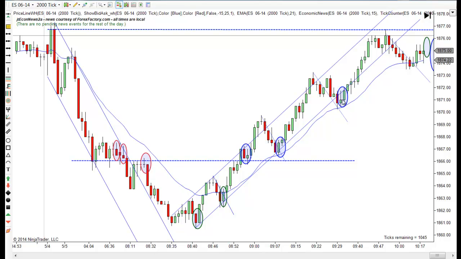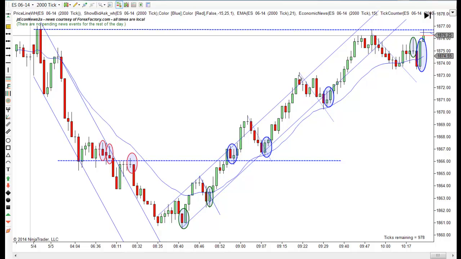This one was the one that was a little more questionable, but I still liked it. It's a perfect two-legged pullback to the EMA, the trend line. It's a second entry long. You probably wanted to use a limit order here. That's the way I recommend entering that one because it didn't break higher and close on its high until here.